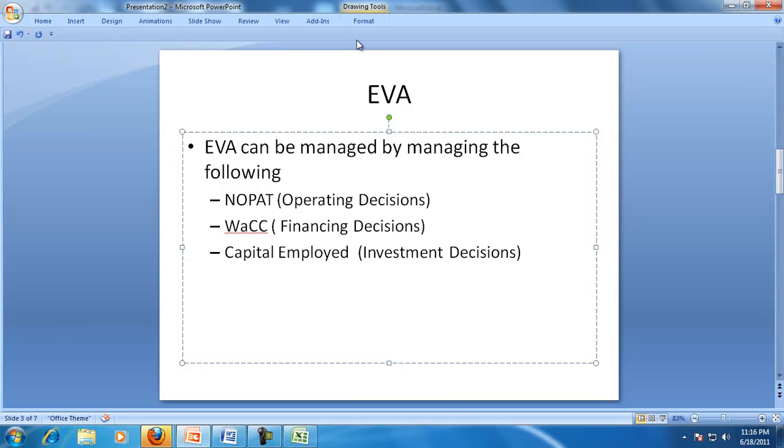In some of our future sessions, we will try to understand the same EVA by taking examples of each of these decisions and examining the effect of those decisions on economic value added.